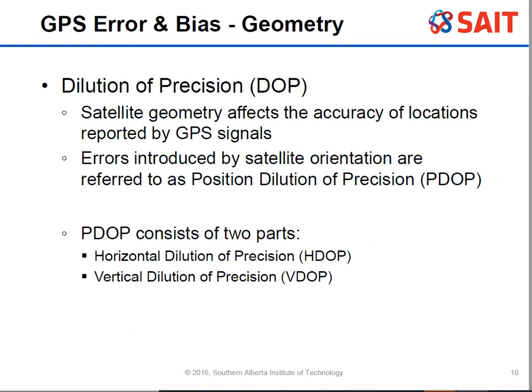There are 4 major DOP values, so dilution of precision. The first one is the PDOP, which is position dilution of precision. We can break that down into horizontal and vertical, the HDOP and VDOP. HDOP looks at just the X and Y on the surface of the Earth. Vertical looks at the elevation and only the elevation. And PDOP consists of all that. So the overall PDOP is HDOP and VDOP, so it looks at the whole precision of the position.